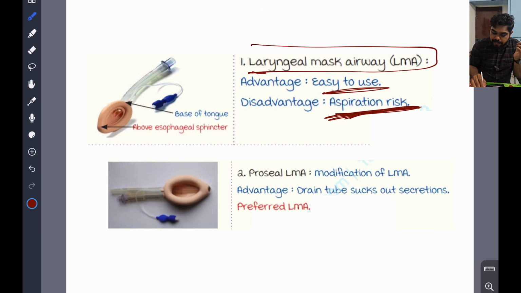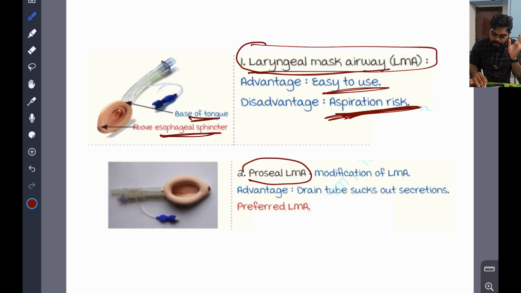So we have the laryngeal mask airway. You can see the diagram. Above the esophageal sphincter, see, points are there, base of the tongue. See, this is very important. And you can see one more here, ProSeal LMA. This is LMA, this is ProSeal. Modified LMA. Advantage, the drain tube sucks out secretions.